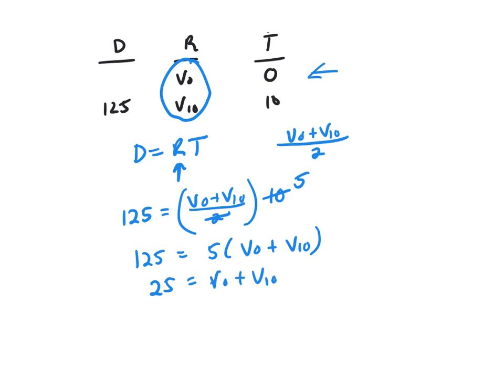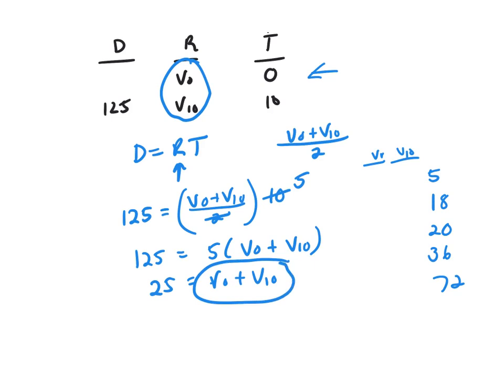And we need to choose from the numbers 5, 18, 20, 36, and 72, and we're choosing for v sub 0 and v sub 10. Well, you sum up these two numbers, v sub 0 plus v sub 10, and it gives you 25. So we know it can't be 36 or 72. That's too big. So it's got to be, what two numbers can you sum together to give you 25? Well, it has to be this and this.